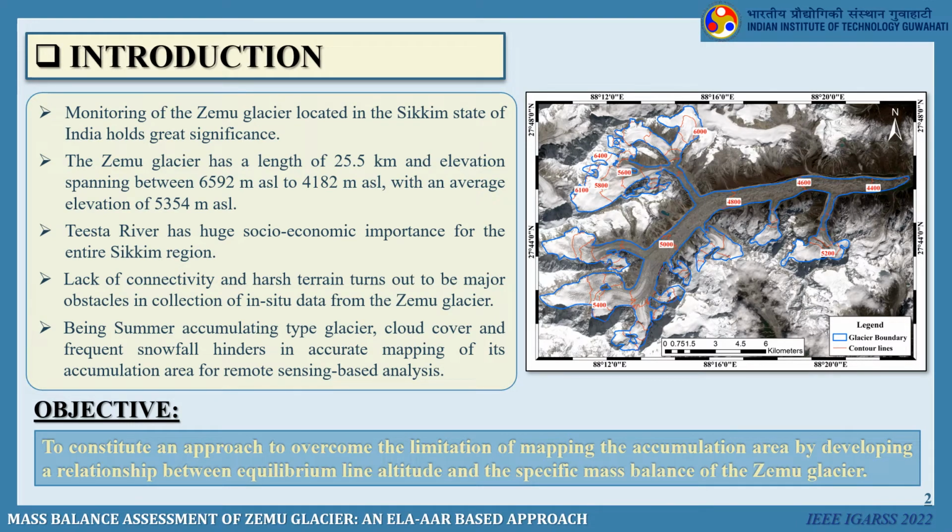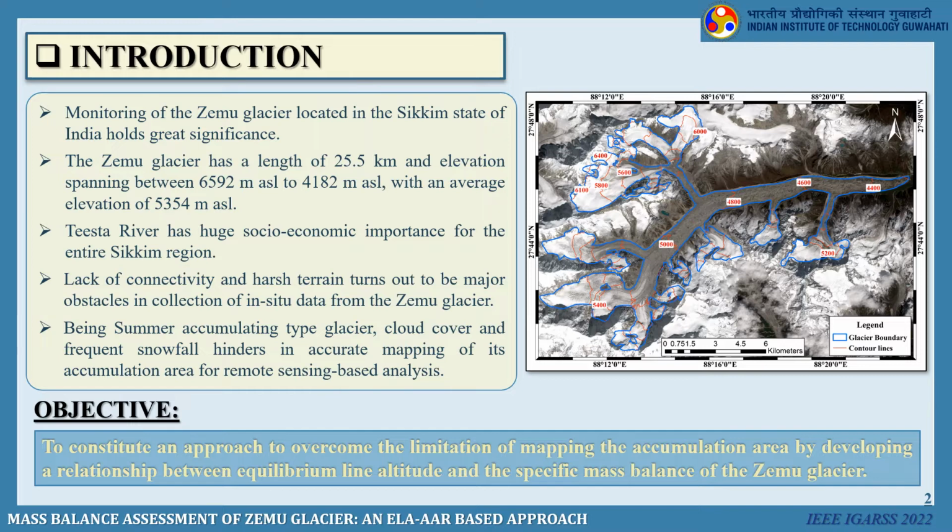This study primarily focuses on the Zemu Glacier, as it is the largest glacier in the eastern Himalayas, located in the Sikkim state of India with an area of around 80 square kilometers. Also, the Tista River receives a major contribution of discharge from the Zemu Glacier. Tista is also called the lifeline of Sikkim and has many power plants which have been constructed on this river. Therefore, the monitoring of Zemu Glacier is important.